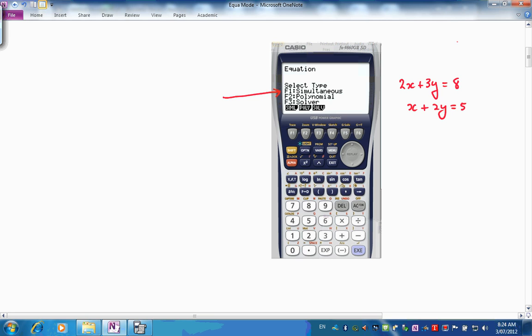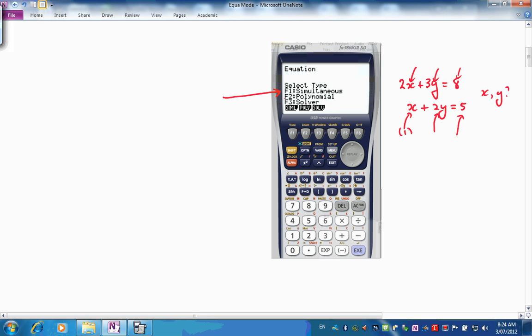Let's have a look. It says twice the first number, 3 times the second must be 8. Also, 1, we don't write the 1, do we? Usually, 1 lot of the first number plus 2 lots of the second number equal 5. What on earth were the numbers? So let's see if we can get the calculator to do that for us.